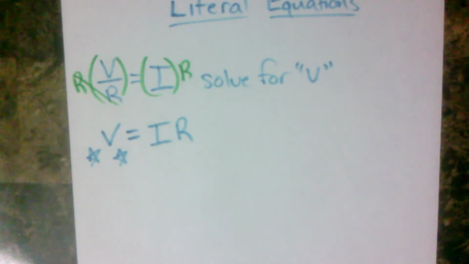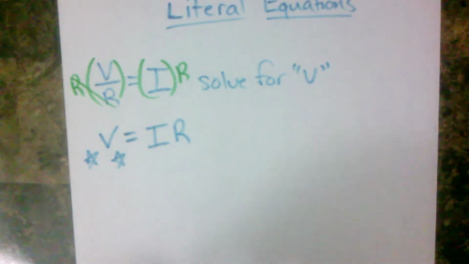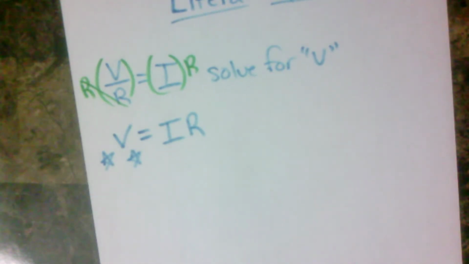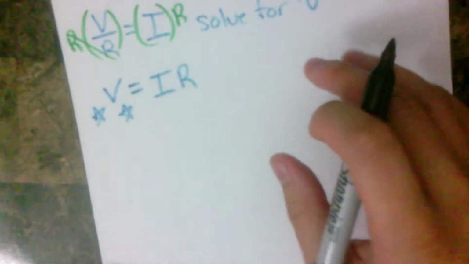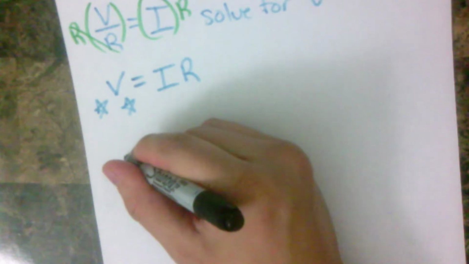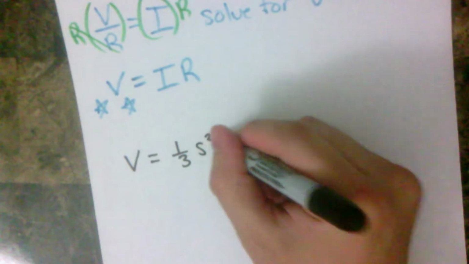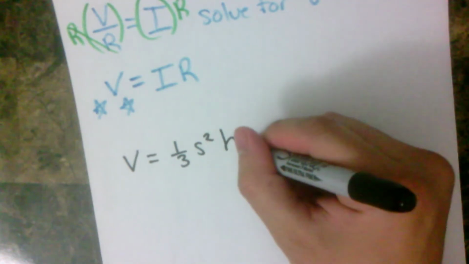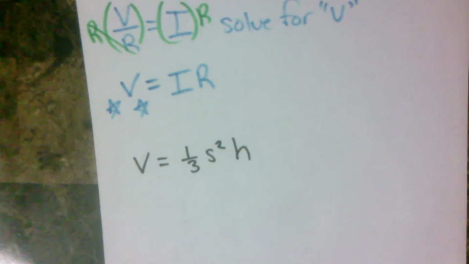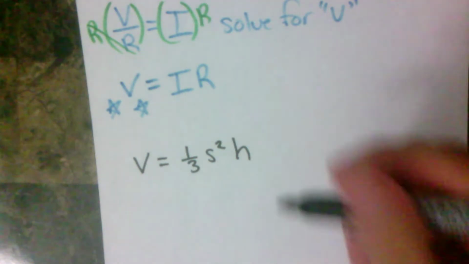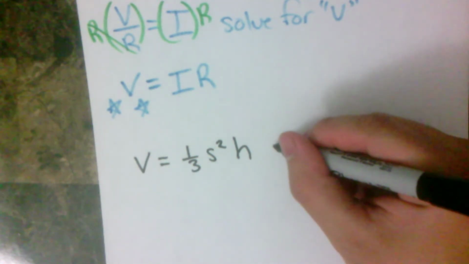So let's do a little bit harder of an example. I'm just going to do two of these examples. V is equal to 1 over 3 s squared h. Now this one has pretty much everything that you could possibly want in an equation, pretty much every operation. So let's start dealing with it. We want to solve for h here.